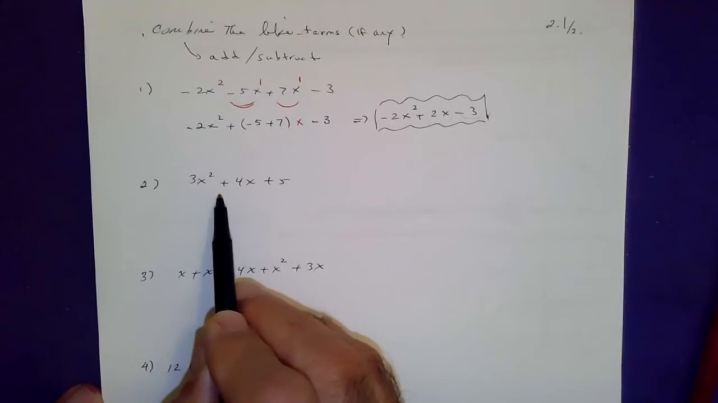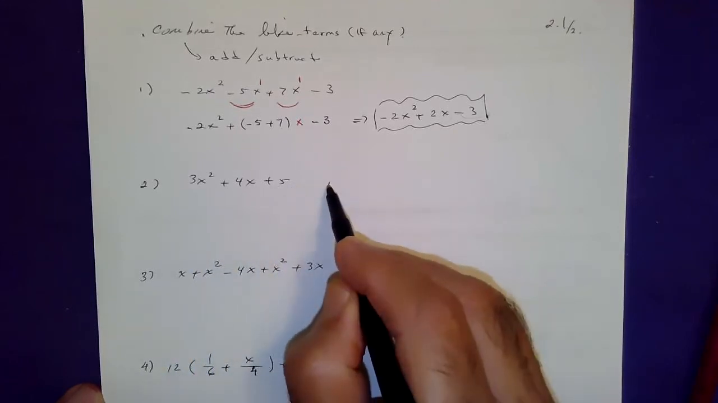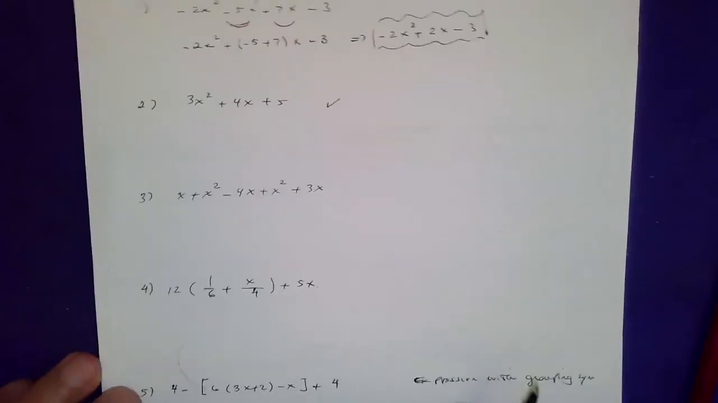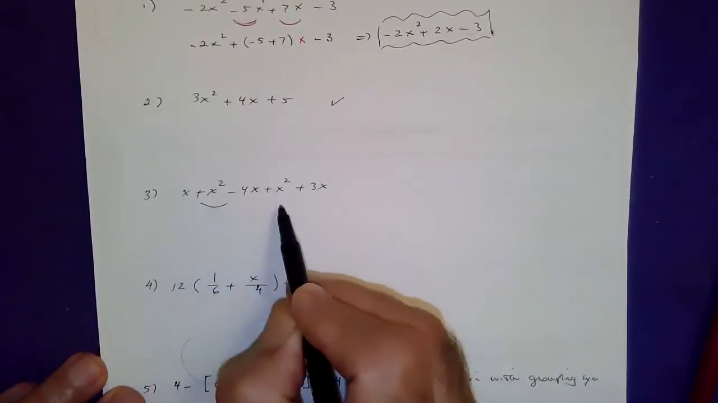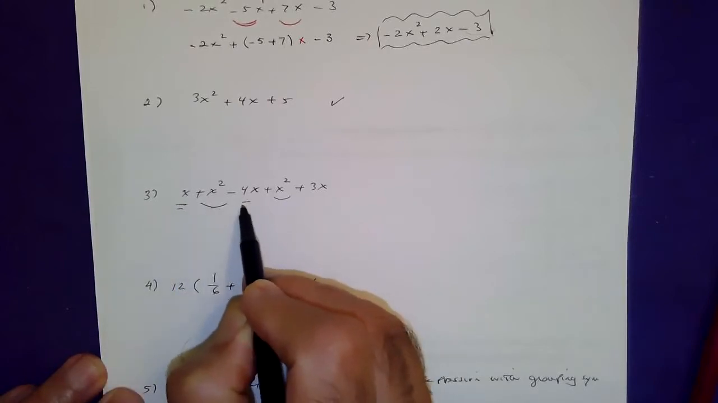Combining the like terms in problem number 2, none of these guys are like. So this is already in good shape. Number 3, these guys are like terms. So are these guys, so they get to be combined.